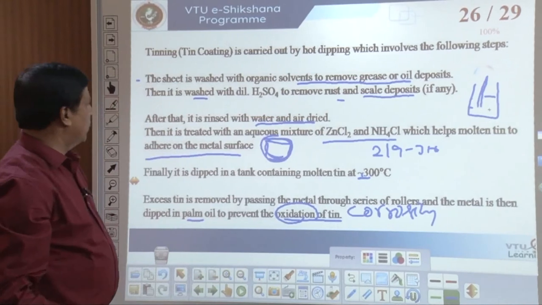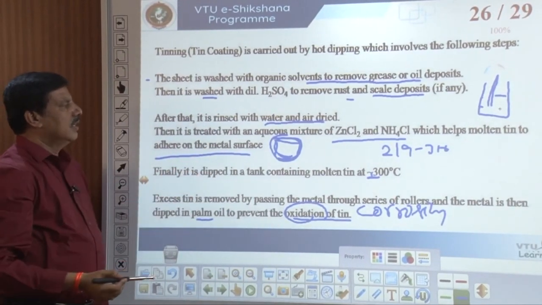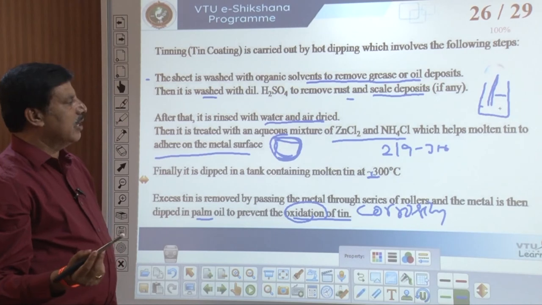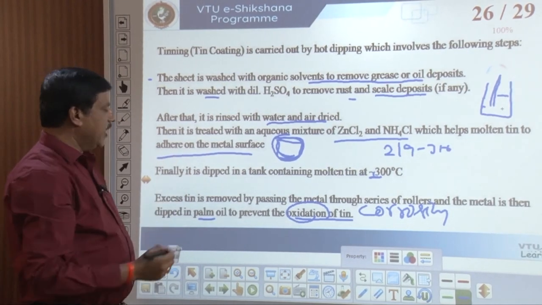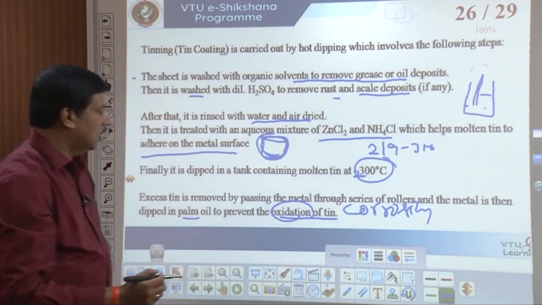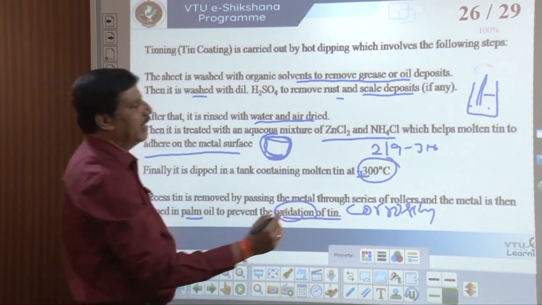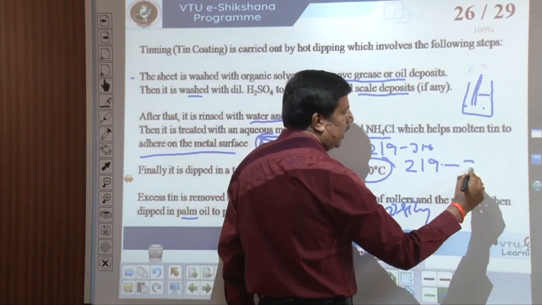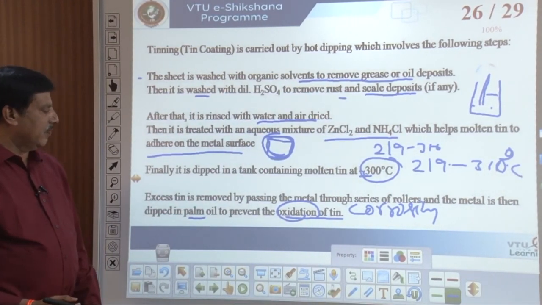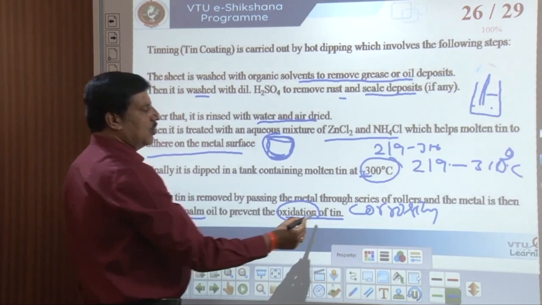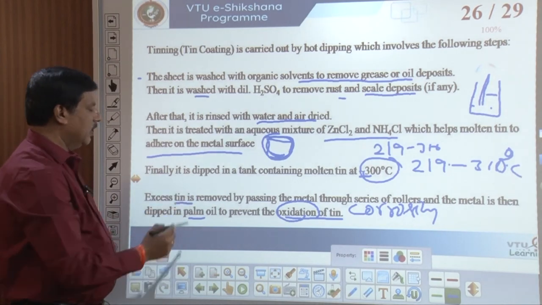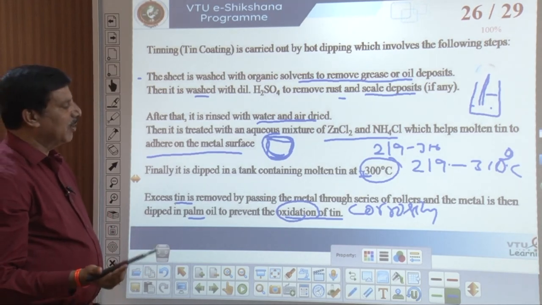Whatever dust is there is removed, then wash with water, rinse with water, and dry it. Then it is treated with an aqueous mixture of ammonium chloride and zinc chloride solution, which helps the molten tin adhere. Finally it is dipped in a tank containing molten tin at around 300 degrees Celsius, 219 to 310 degrees Celsius, as we have mentioned. Excess tin is removed by passing the metal through a series of rollers, and it is dipped in palm oil. Tin plating is used to store things, for example oil, etc.